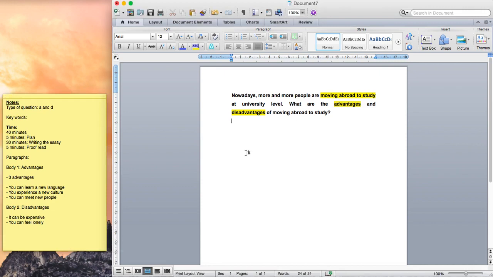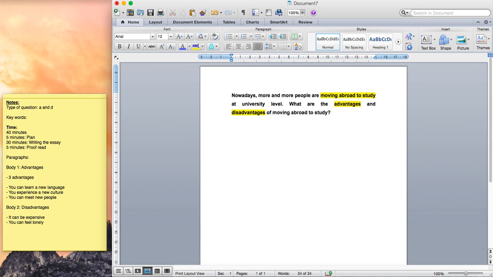Remember, in the plan, we're just going to write the body paragraphs. We're just going to make notes for the body paragraphs. Now we are ready to answer the question. Nowadays, more and more people are moving abroad to study at university level. What are the advantages and disadvantages of moving abroad to study? So we will start with the introduction, which is the first paragraph.